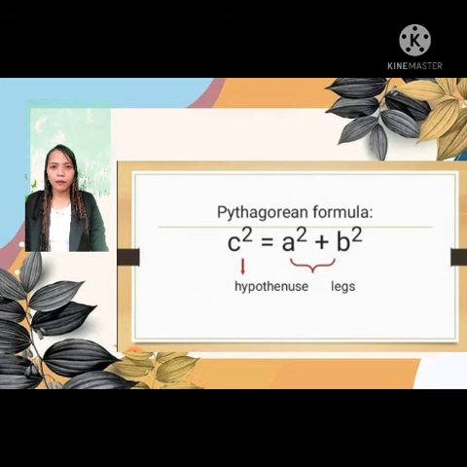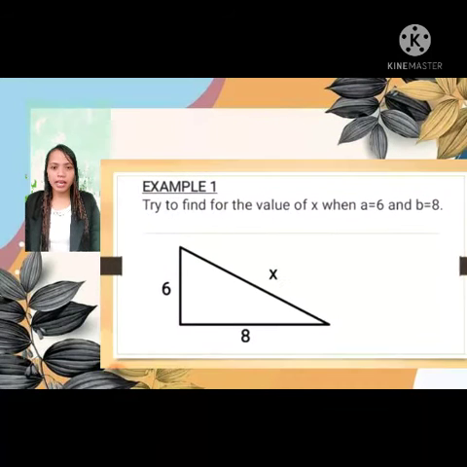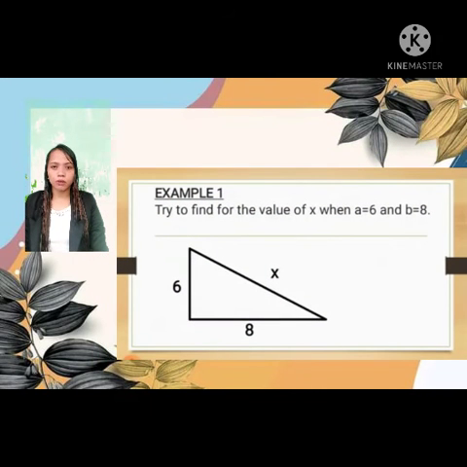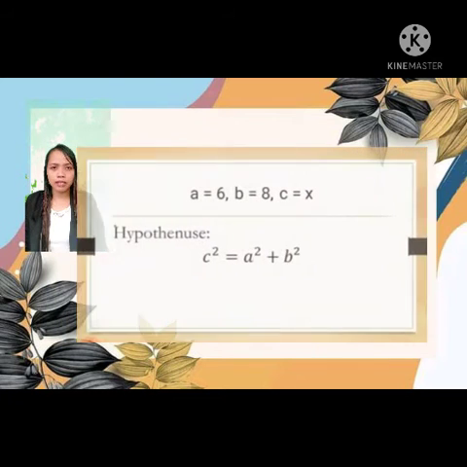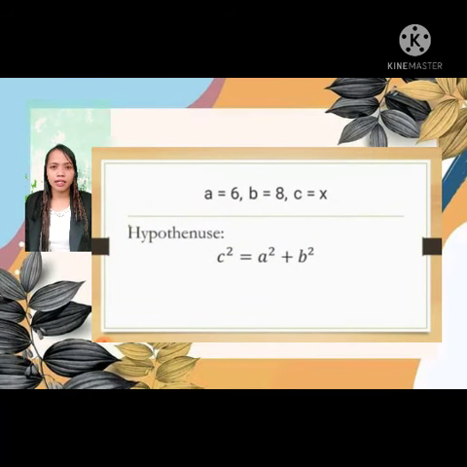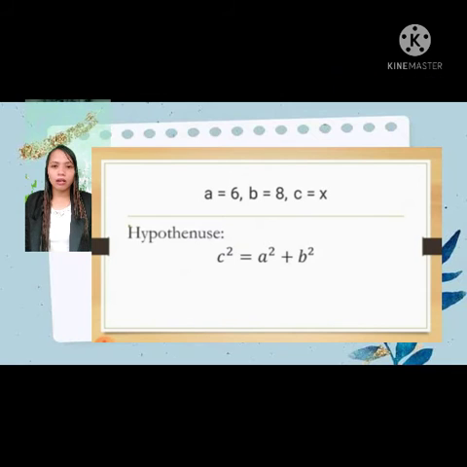Try to find the value of x when a is equal to 6 and b is equal to 8. So with the missing side of x, we use the values 6 and 8 to find it. So we have a equals 6, b equals 8, and c equals x. That means that we need to find the hypotenuse since it is the missing side, and we need to use the formula c squared equals a squared plus b squared.